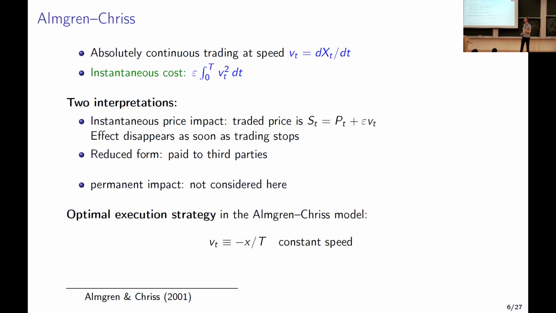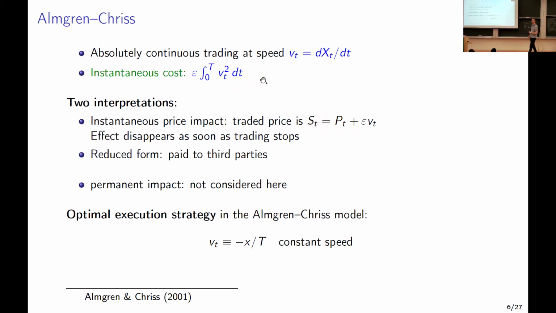Another way to get to that is you think that P here is the unaffected price, the one that would be happening if you weren't trading. Then if you trade at speed V, you push it up or down by epsilon times V. Epsilon is a number, and S is the price at which you actually transact. And then if you are buying with V at S, you do the math, you get to the square. That's how you get to the square.